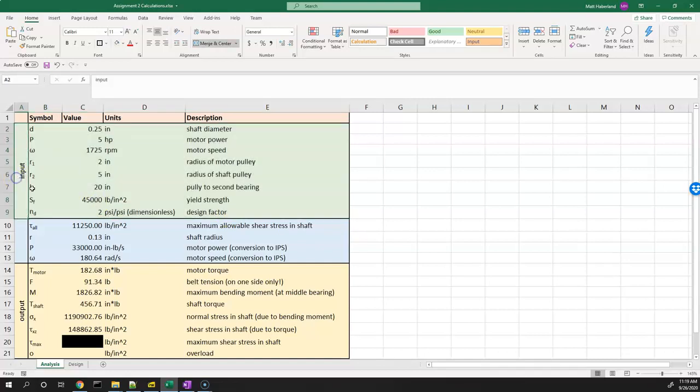I call them inputs, right? I'm going to directly enter these quantities into the cells. You can see I've entered 0.25 right into the cell, 5, 1725, etc. All of these I entered in directly. These are the inputs, the things that I'm given.